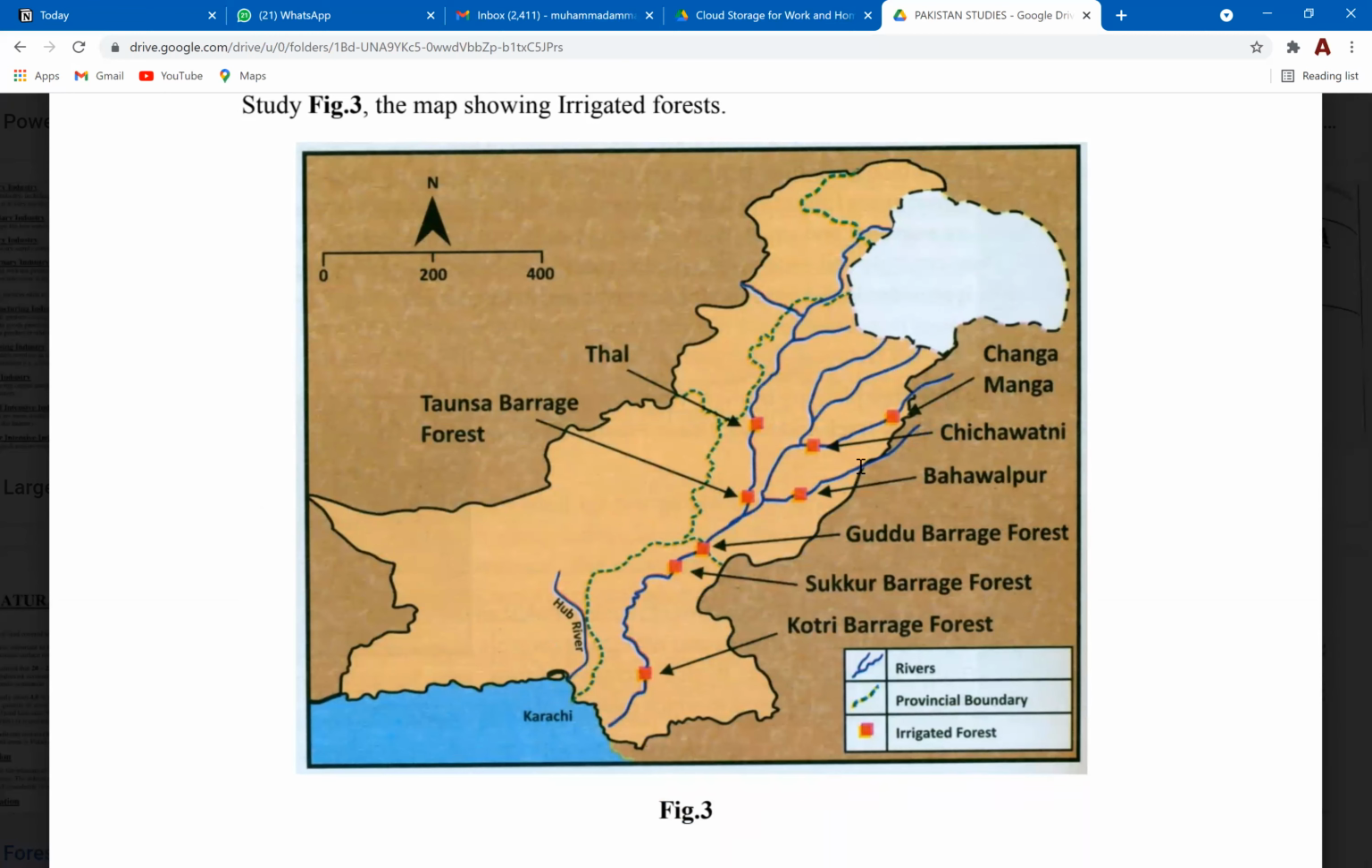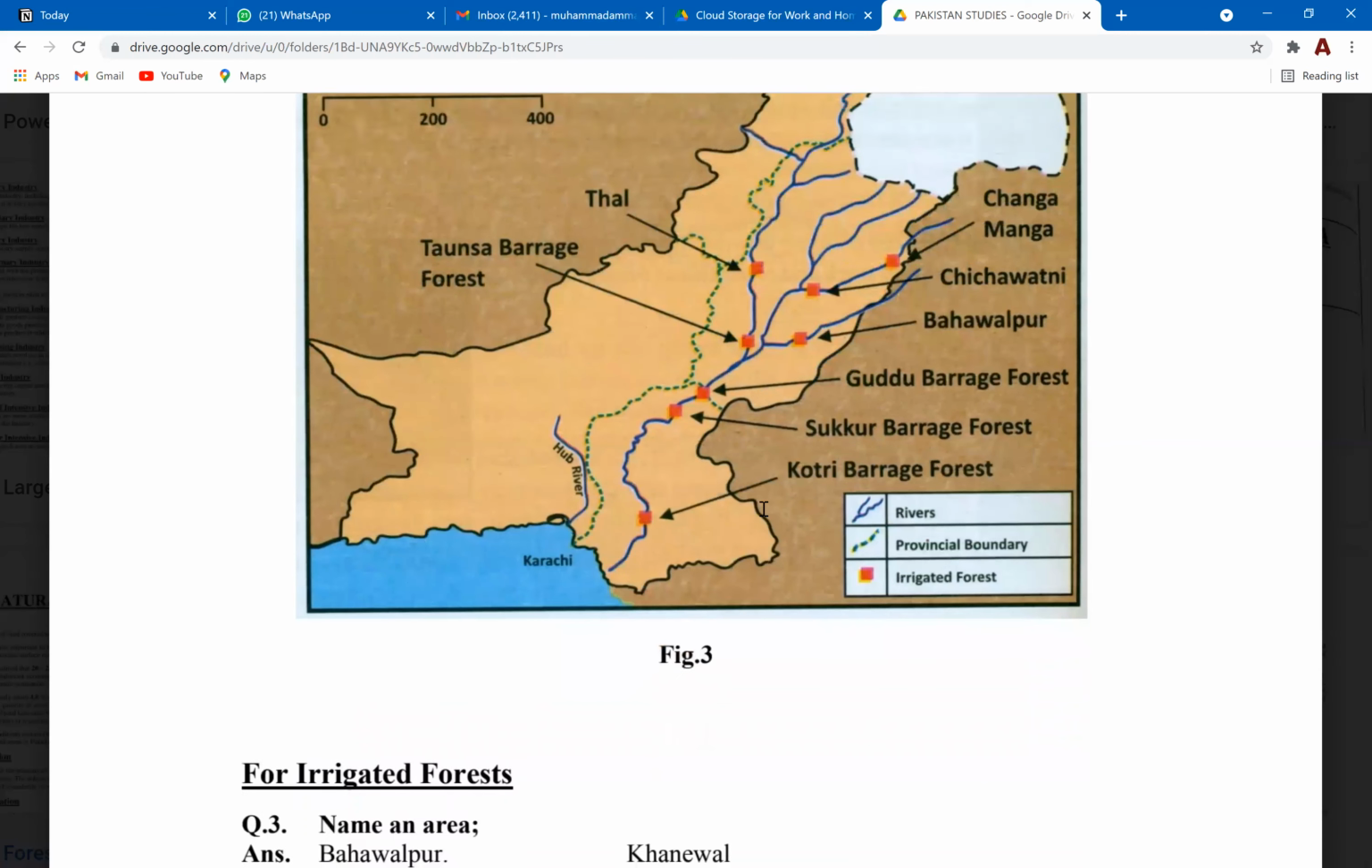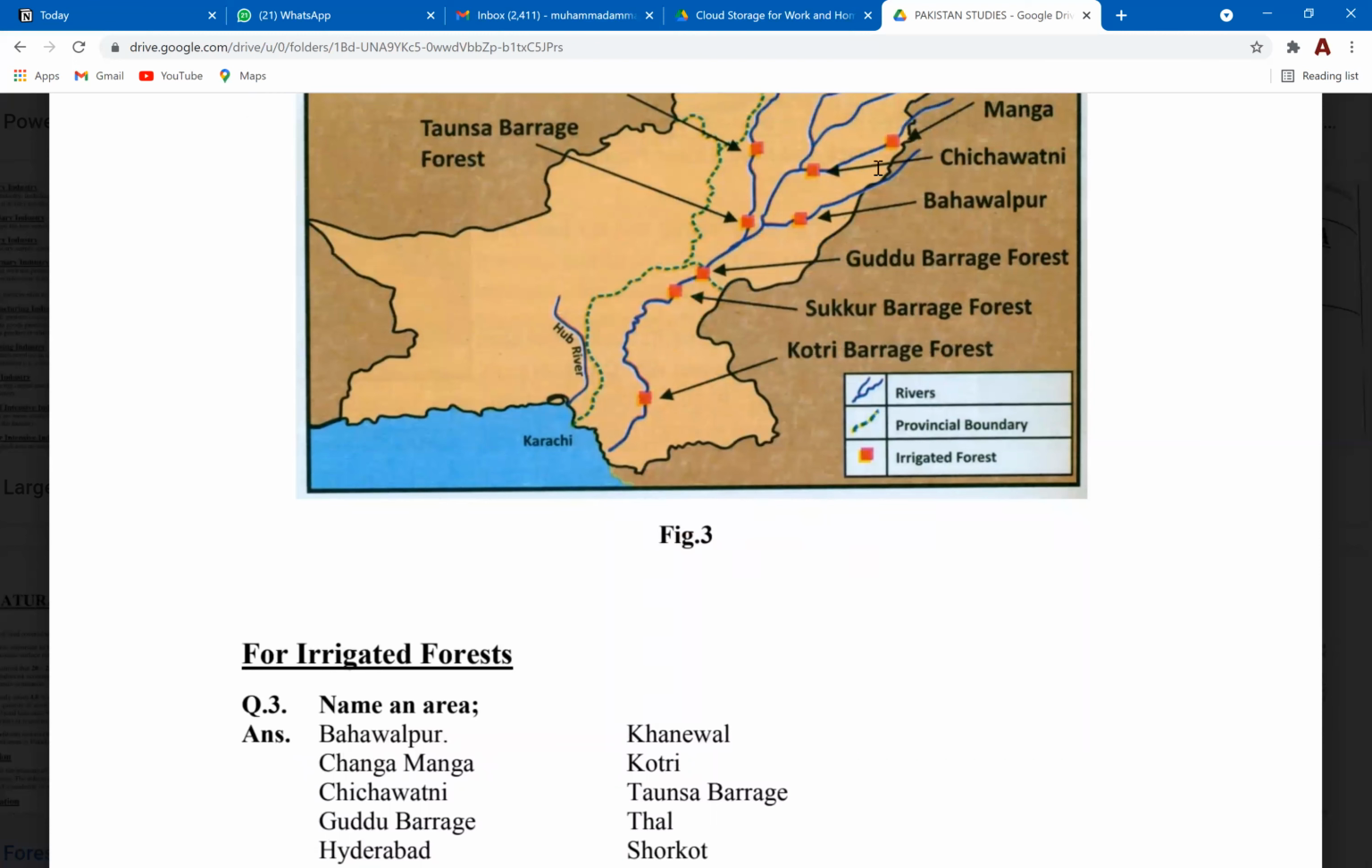This is the map. You see, most of these forests, you'll find them around this river Indus. Why are these forests planted alongside the river Indus and the tributaries of the river Indus? Because these forests can also provide shade and reduce water losses through different canals, because obviously alongside river Indus you'll find different canals and link canals taking water to the agricultural areas, and forests over there would help minimize the water loss through evaporation.